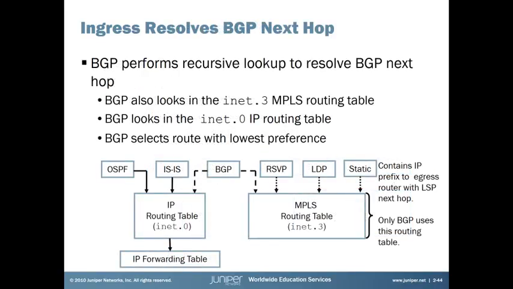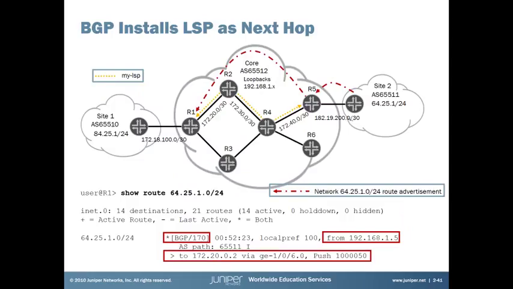Okay, so then what happens is BGP performs a recursive lookup to resolve the BGP next hop. What's a recursive lookup, by the way? What do we mean by that? A recursive lookup. Let's go back and look at our diagram.